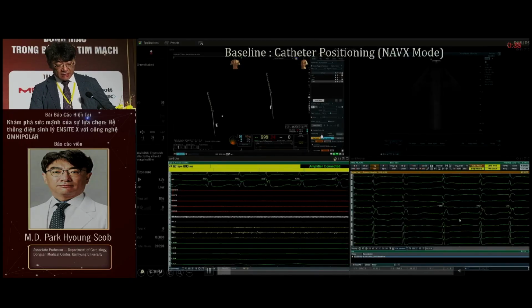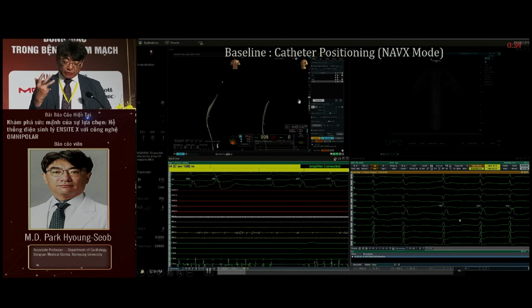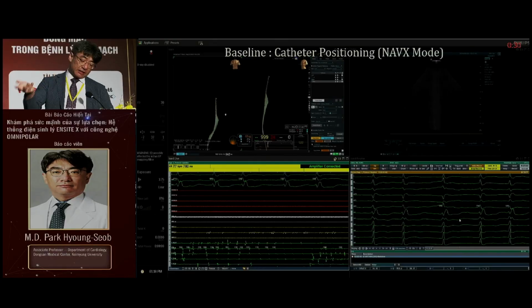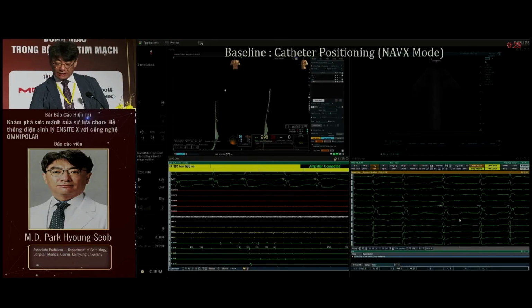Okay, so I performed this during the NaviX mode, because using the Fawxel mode, we have to create the anatomy, but the standard catheter in Fawxel mode cannot create this kind of anatomy.